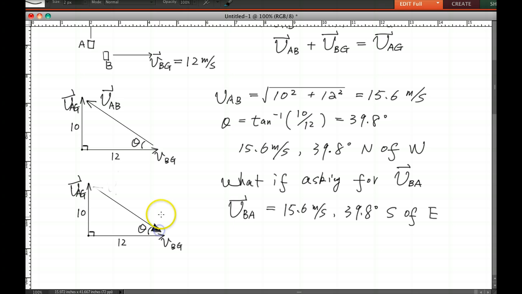So that's the new direction for the velocity B relative to A. The angle is a little bit tricky. You have to think of it this way: if you extend the direction of the VBA and then extend a little bit to the east direction, this is exactly the same angle, and then this is your direction of the VBA. Of course, it's supposed to be south of east.